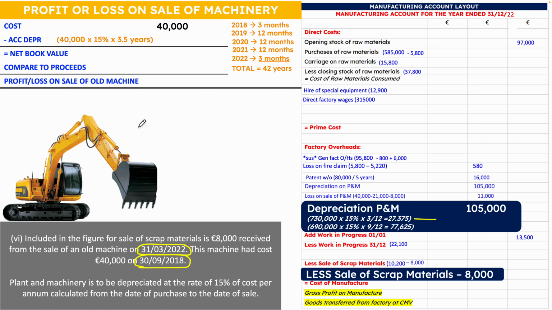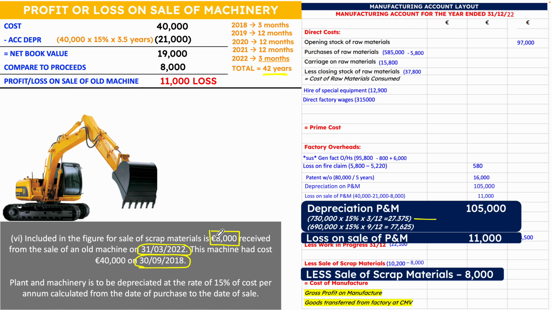So working out the accumulated depreciation then, 40,000 multiplied by 15%, multiplied by 3.5 years, or you can do 42 over 12, and that gives you 21,000 accumulated depreciation on the sold plant and machinery. That gives you a net book value at time of sale of 19,000 euro. And if you compare it to the proceeds of 8,000 that you received for that, that gives you, unfortunately, a loss on sale of plant and machinery, 11,000 euro, which we will put into the factory overheads.